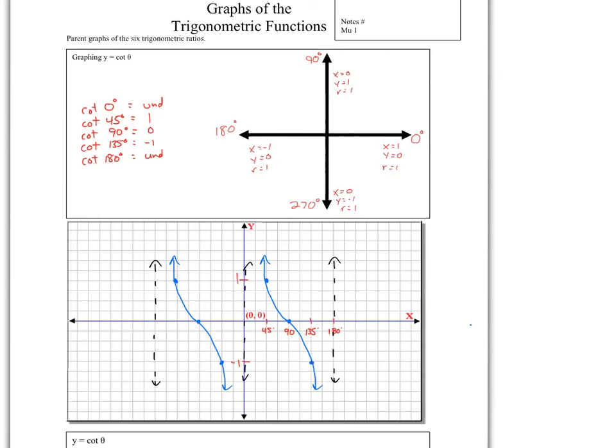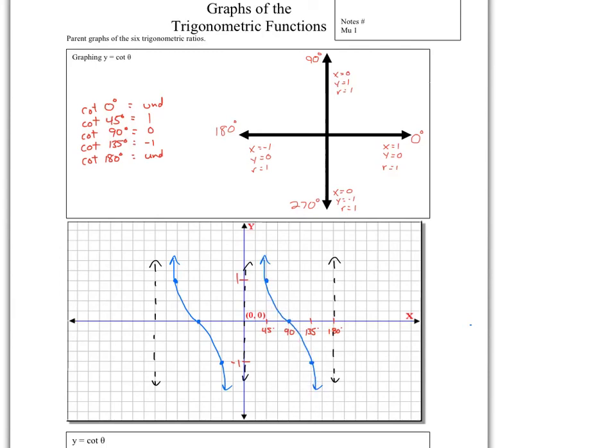Tangent shape was like this, similar to y equals x cubed. Cotangent is that reflected over the x-axis. Yeah, over the x-axis. So it's shaped in the opposite direction, as you can see here.